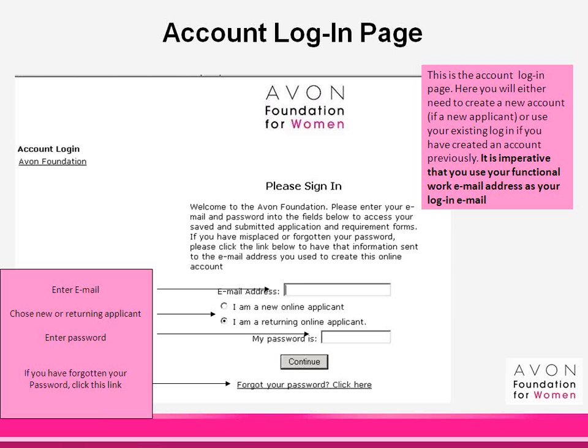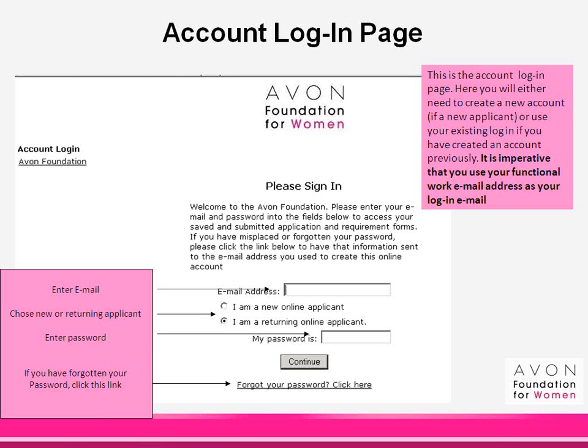Once you click on either of the URLs, you will be taken to a login screen that looks like this. Here you will either need to create a new account if you are a new applicant, or use your existing login if you have created an account previously. It is imperative that you use your functional work email address as your login email, as this is the address the system will use to communicate with you about your application.